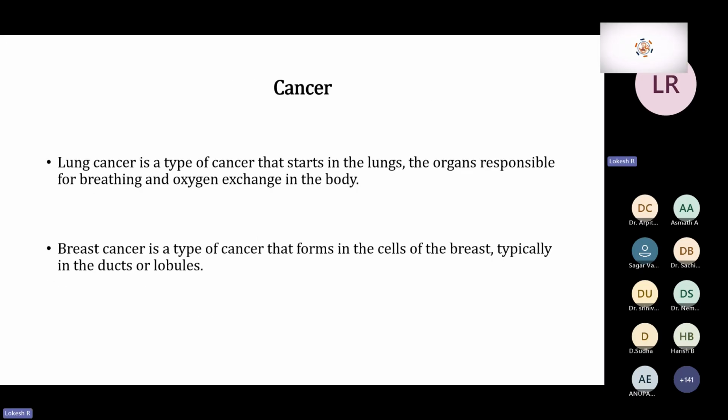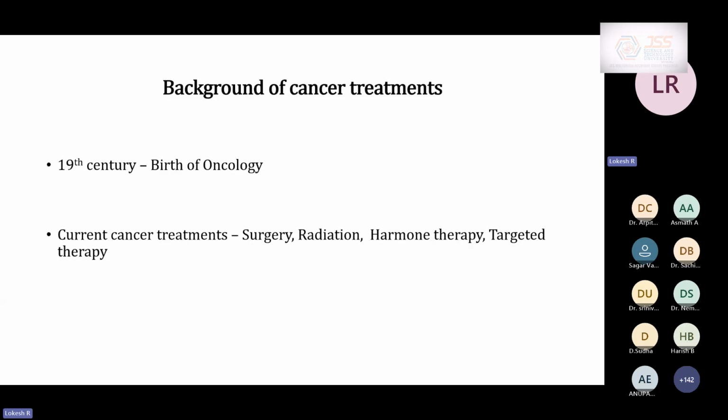According to the American Cancer Society, the two main types of cancer are lung cancer in males and breast cancer usually in females. In the 19th century, there was the birth of oncology, and current cancer treatments are surgery, radiation, hormone therapy, and targeted therapy.